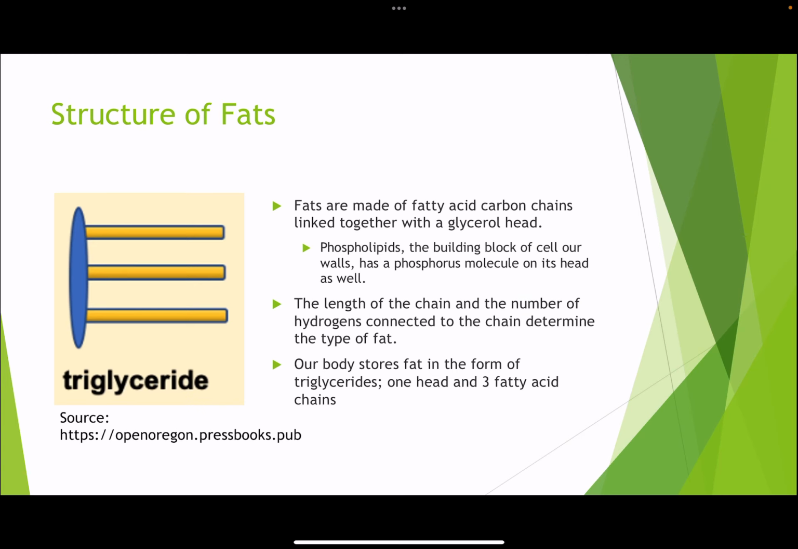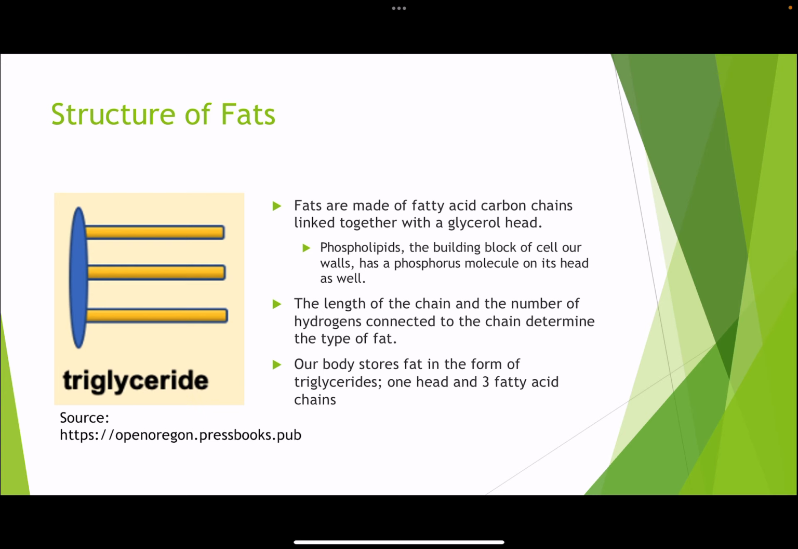Fats, like this triglyceride you see here, are made up of fatty acid carbon chains linked together with a glycerol head. Phospholipids are unique in that they have a phosphorus molecule on their head, making part of it hydrophilic and part of it hydrophobic, and these form the cell membranes in our body.